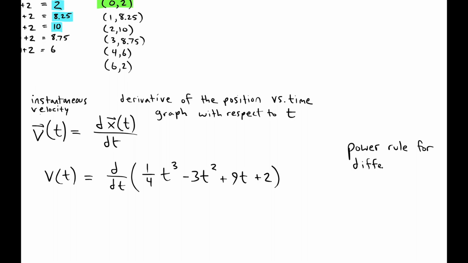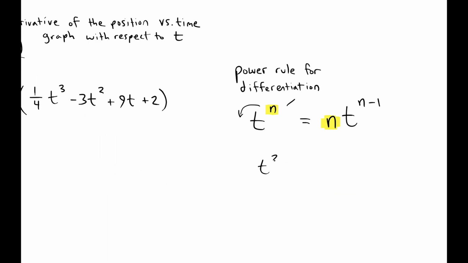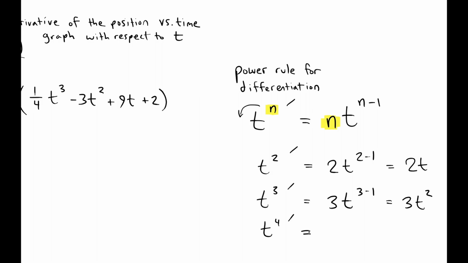for differentiation. So power rule for differentiation says that if we have a variable such as t being raised to a power, and you want to take a derivative of that, then what we do is we move the exponent down in front, making this n times t raised to the power of n minus 1. So, for example, if we had t squared and we were doing its derivative, it would become 2t to the 2 minus 1, which is just 2t. If we had t cubed, that would become 3t to the 3 minus 1, which is 3t squared. And if we had t to the 4th, it would be 4t to the 4 minus 1, which is 4t cubed. That's the kind of rule that we want to use here.